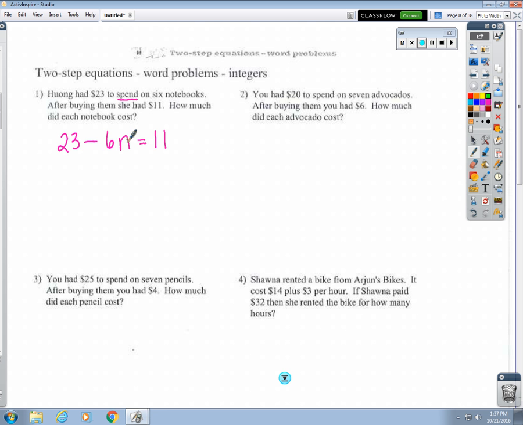And how do you do that? Okay, so 23 minus 23 cancels because it's 0, leaving just -6N on the left and -12 on the right. And now to solve for N, what do you do to both sides? Divide by -6. And so N equals 2.